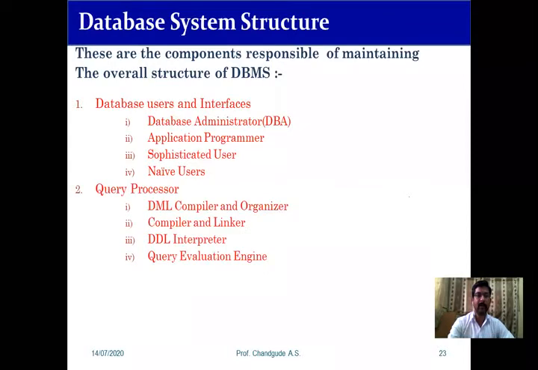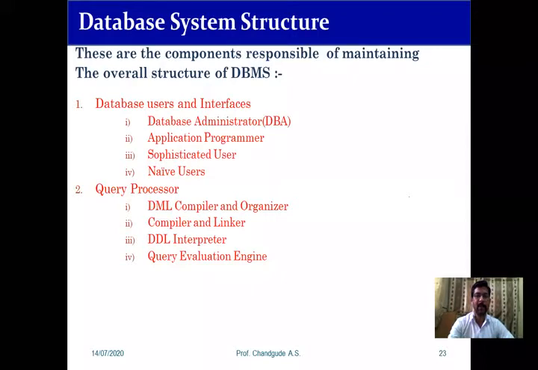The second category of the database system structure is the query processor. These categories are the modules, meaning we are going to divide the entire database system structure into four different modules. The first module is database users and interface. The second module is the query processor, and this module again contains four different entities or components. So which are these?